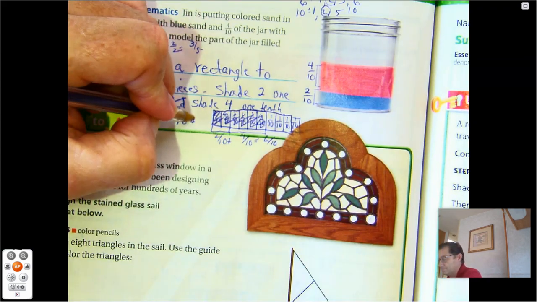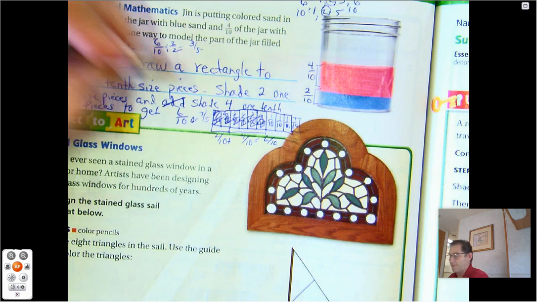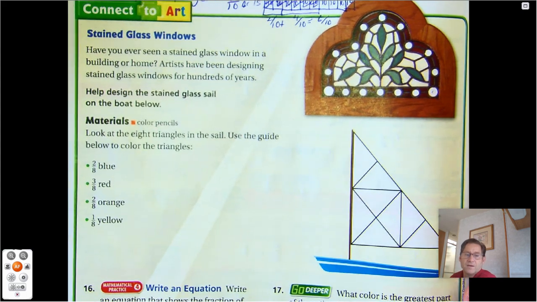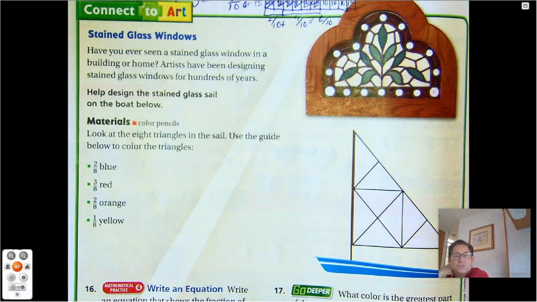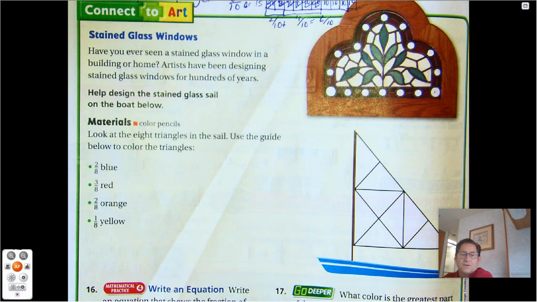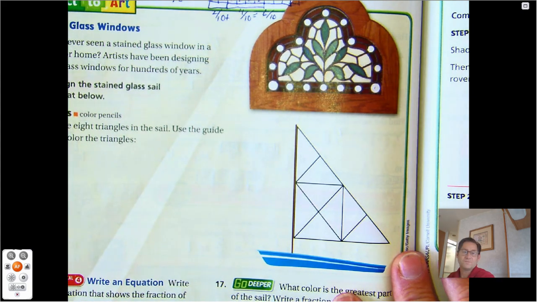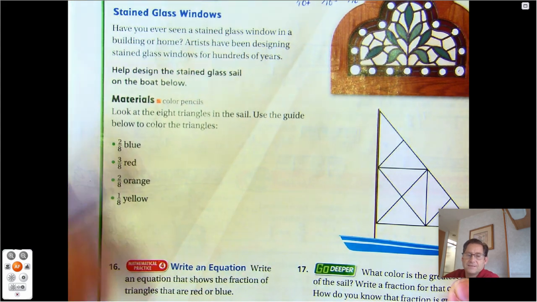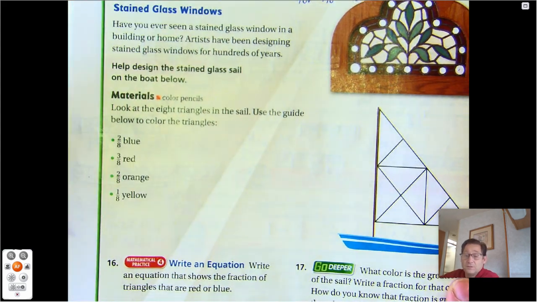Have you ever seen a stained glass window in a building or home? Artists have been designing stained glass windows for hundreds of years. Help design the stained glass sail on the boat below. Okay, so you will need colored pencils. For this activity, I'm just going to go ahead and write in the words that would be in each of the triangles. You can color them in. So we're going to look at the 8 triangles. Use the guide below to color the triangles.